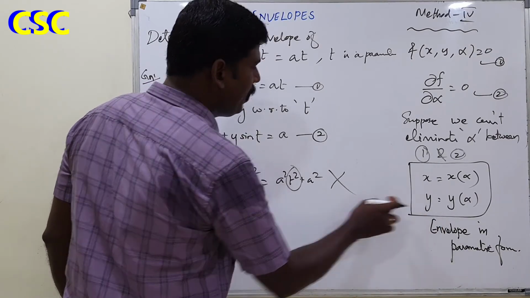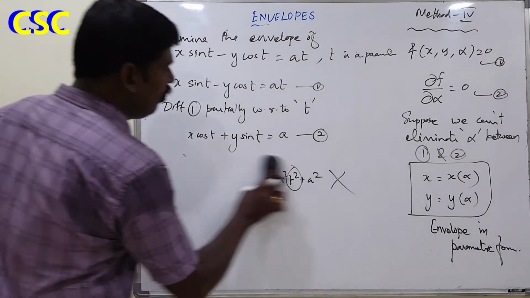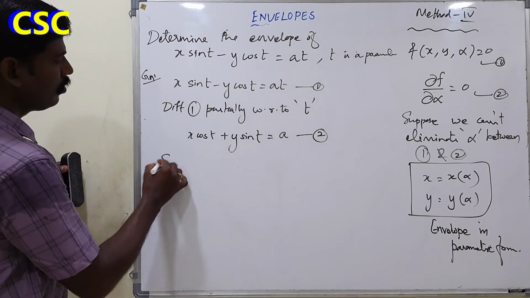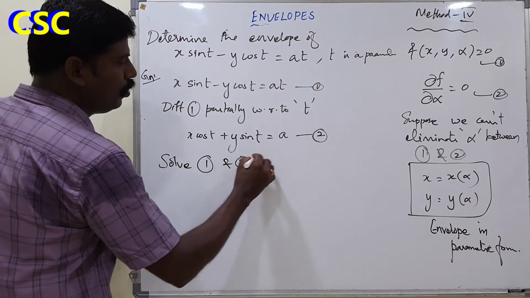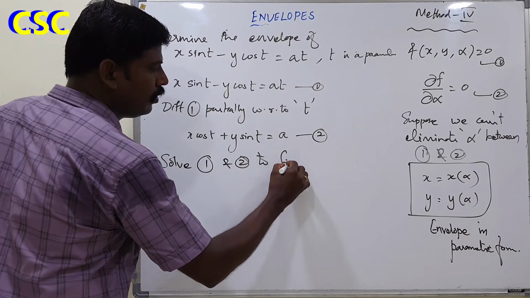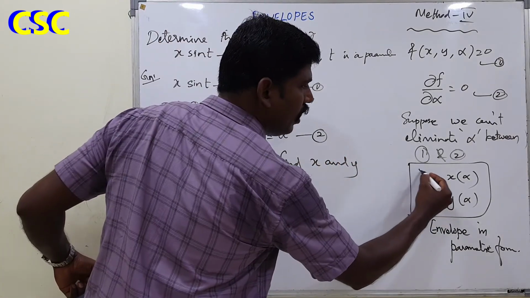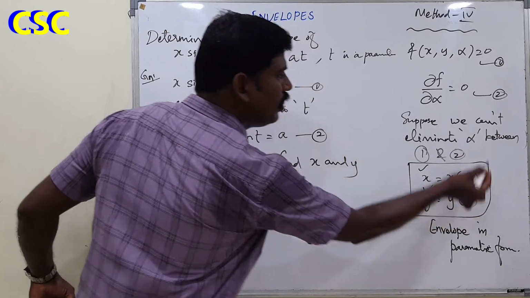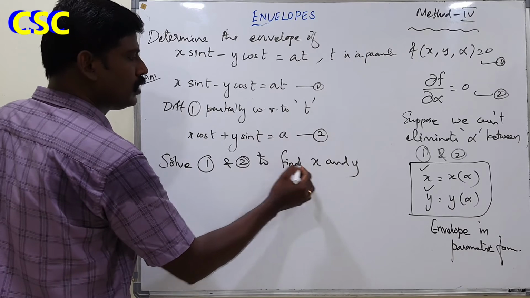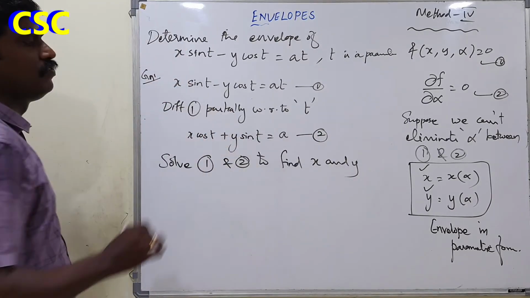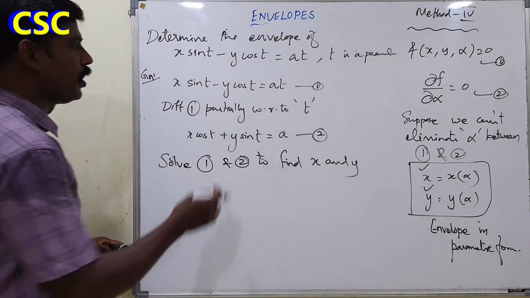So we are going to find the parametric form of the given envelope. How to find the parametric form? Solve 1 and 2 to find x and y. I am going to find the values of x and y in terms of the given parameter. So I am going to solve these two equations and find x and y in terms of t. That is called the parametric form of the given envelope.